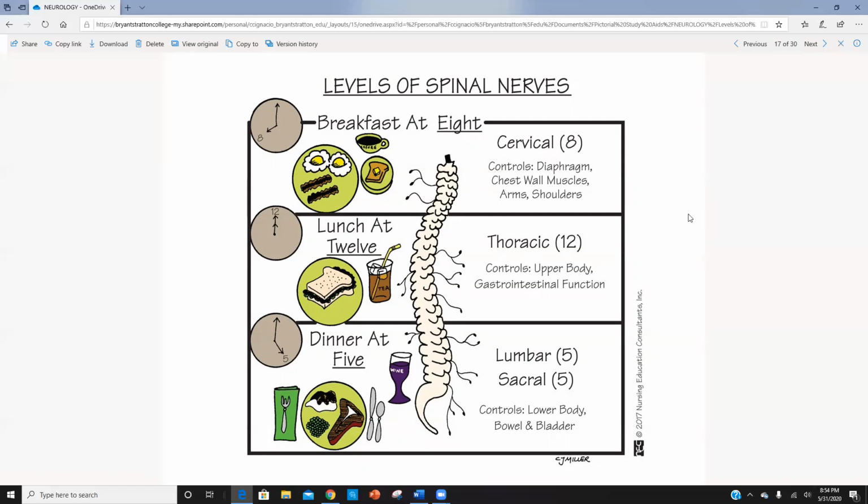Contributing factors for spinal cord injury are being male, 16 to 30 years old, motor vehicle crashes, falls, violence, and sporting activities. So there are different types of spinal cord injuries. There's a contusion, laceration, compression of the cord, and a complete transection, which means the patient is paralyzed below the level of the injury. Manifestations of spinal cord injury are determined by the level of injury.